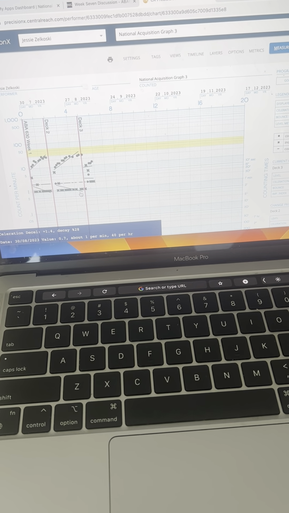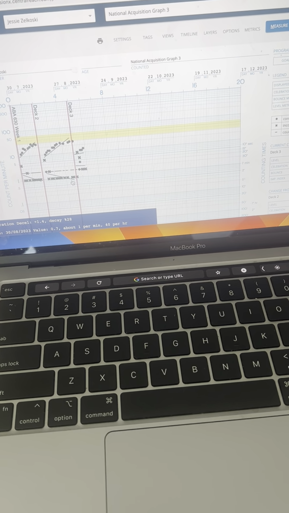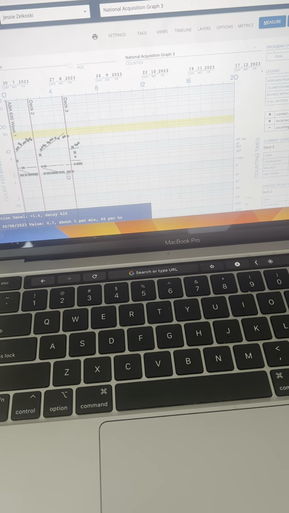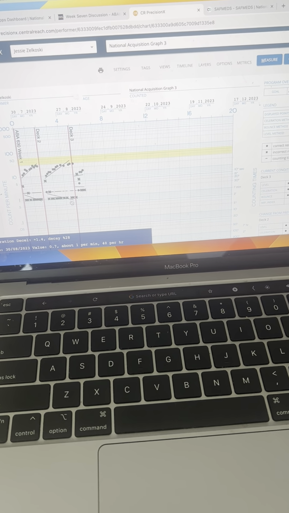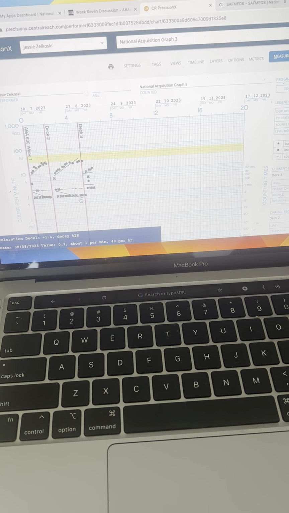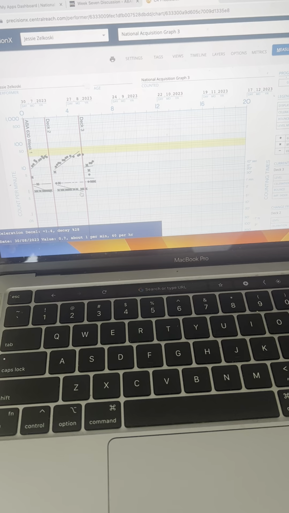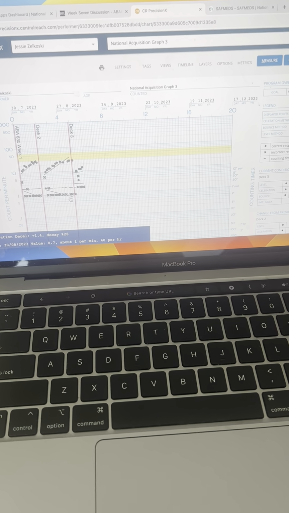I think reinforcing it immediately instead of just waiting till the end of the week was a lot more productive. I saw results a lot quicker that way. So that's just one strategy I learned in this course and when writing my SAFMEDS assignment, just to be more specific about that reinforcement strategy.